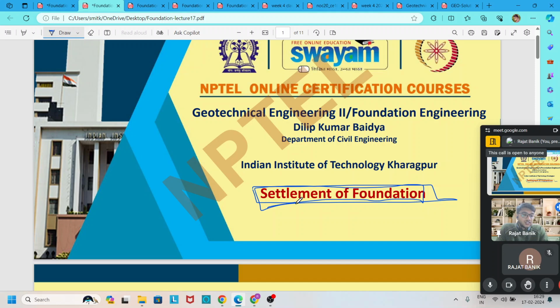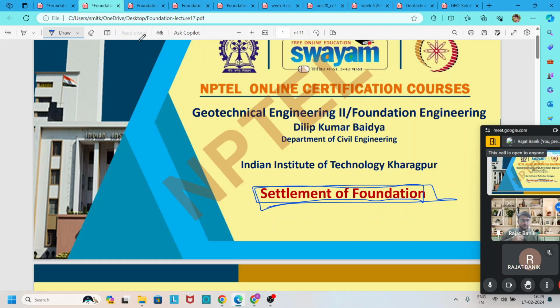But our structure may also fail by the settlement of the foundation due to the pressure coming from the structure. This pressure may reduce the volume of the soil, and the structure may fail due to the uneven settlement or uneven movement of the foundation. Cracks develop, stress develops, and the structure may fail or tilt.